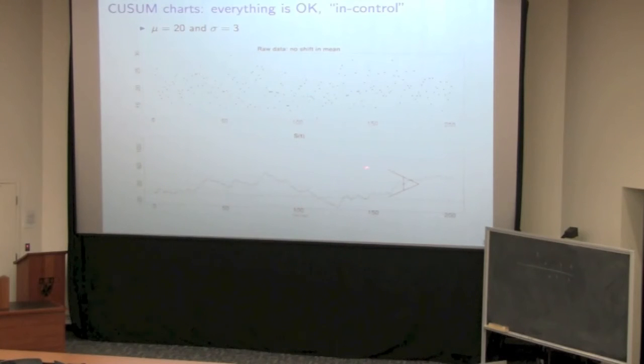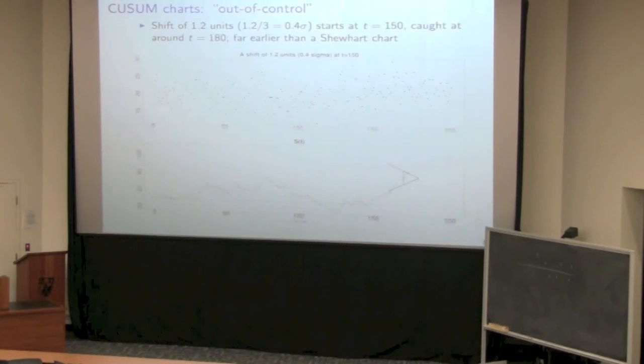And the way we pick up when a problem has occurred is when the line crosses that mask's arms, upwards and downwards. So right now you see this black curve stays within the red limits, it's within the V. That's a normal process, nothing has gone wrong.